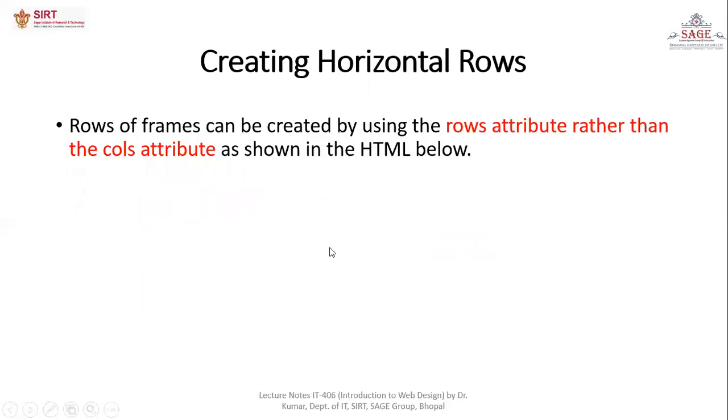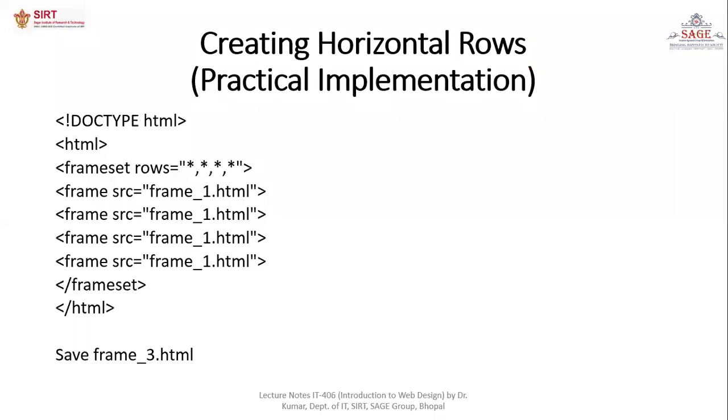Now again, how we will create the horizontal rows. For the horizontal rows, we will write ROWS instead of COLS. Earlier, when we divided our web page into columns, we wrote COLS, and when we divide into rows, we put ROWS. Here again 4 stars, so I will divide here into 4 rows.